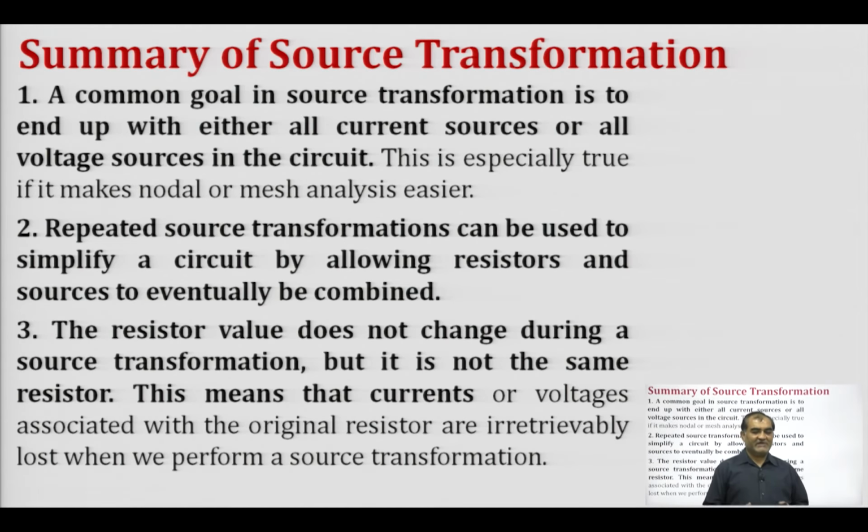It means that if we are transforming a voltage source into a current source, then the position of the resistance changes, and when we are transforming a current source into a voltage source, again the position of the resistance changes. If we are transforming a voltage source into a current source, the series resistance becomes the parallel resistance, and if we are transforming a current source into a voltage source, then the parallel resistance changes to series resistance. So, this means that the current or voltage associated with the original resistor are irrevocably lost when we perform a source transformation.